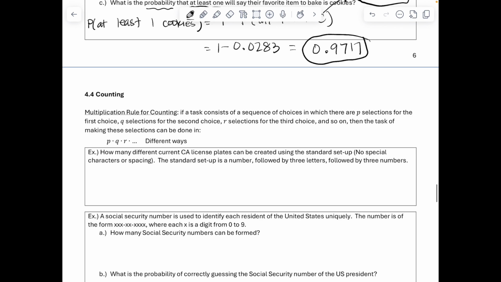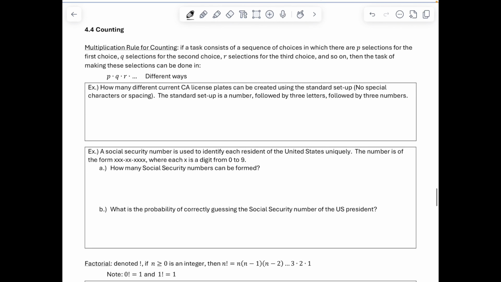At the top of the next page is section 4.4, which is on counting. And this says there's a multiplication rule for counting. And it says if a task consists of a sequence of choices in which there are P selections for the first choice, Q selections for the second choice, and R selections for the third choice, and so on, then the task of selecting these all would be P times Q times R times however many more you have, different ways.